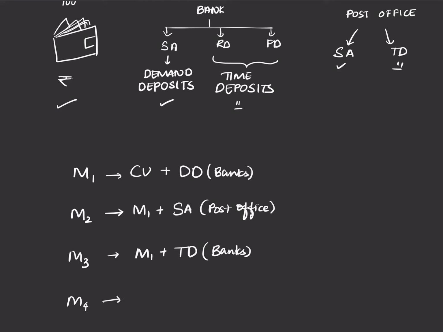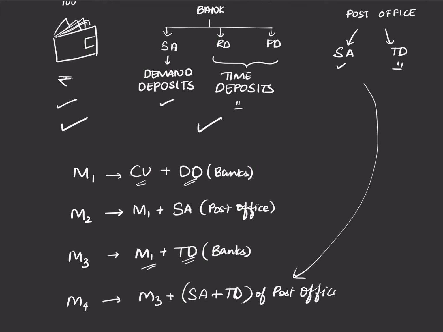And the final one is M3. So in M3 we have M1 which is currency plus demand deposits of banks and time deposit banks. That means we have everything that is currency and banking, we have everything included in M3. So in M4, what we have to do is just add the savings account and the time deposit of post office. That is this. But just note that you exclude the national savings certificate. That's the only thing you have to remember for this.